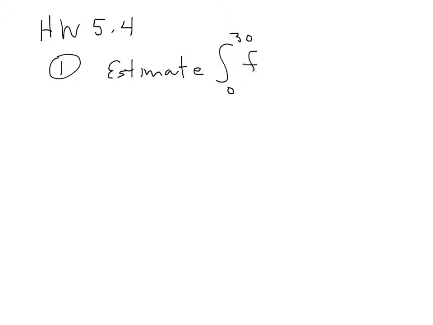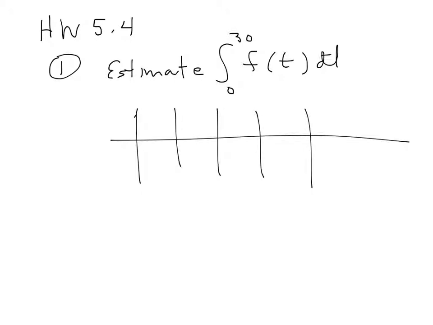Anyways, this is 5.4, and I'm just giving you some hints. This is question number 1. They give you a table, and they tell you to estimate this integral, this f of t dt. But what they've given you is a table of values. So you have all these values.